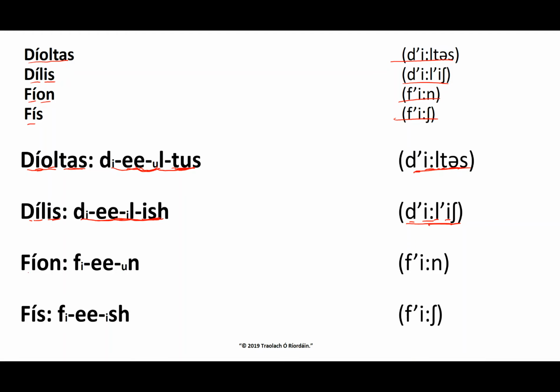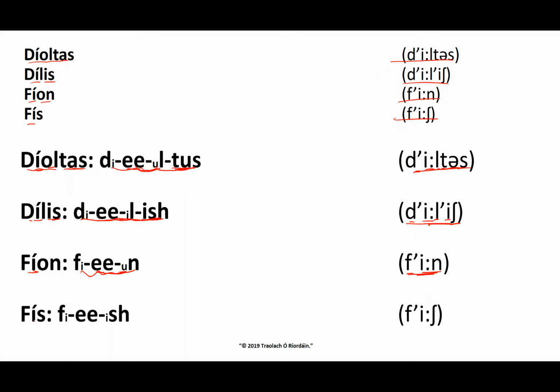Now, our next example, F I Fada O N, I'm going to go for my I Fada E, the O tells me N is broad, Ian, and the I tells me the F is slender, Fion, which is wine. We like wine. I colon, Ian, and then the slender F, Fion.